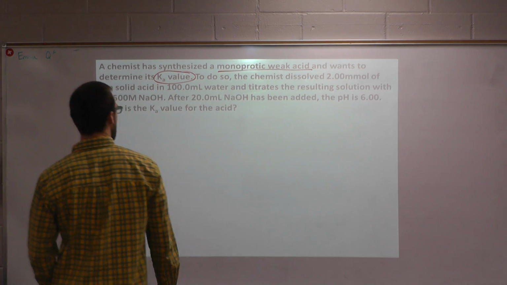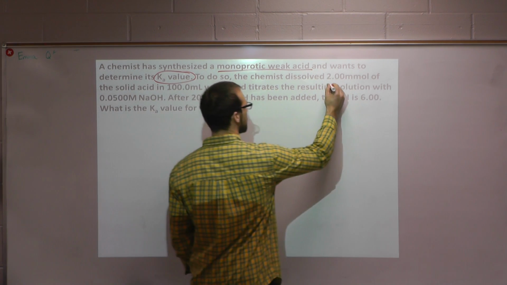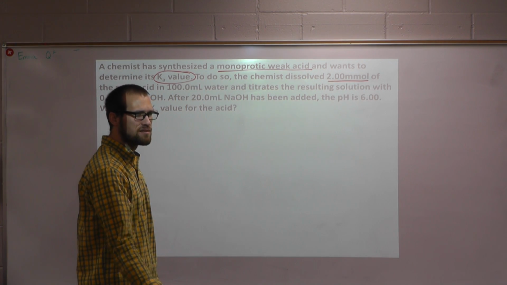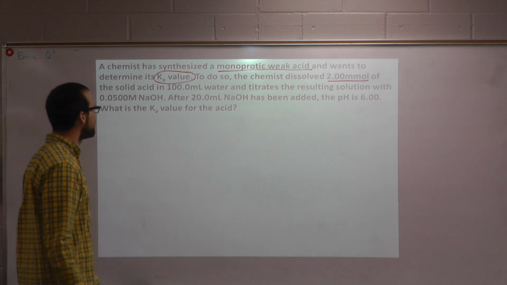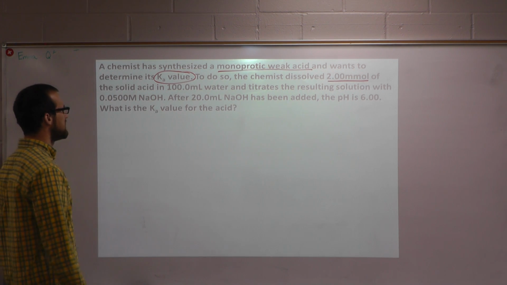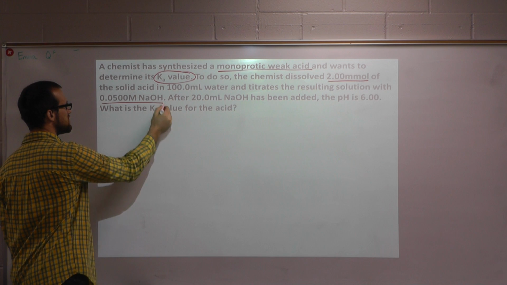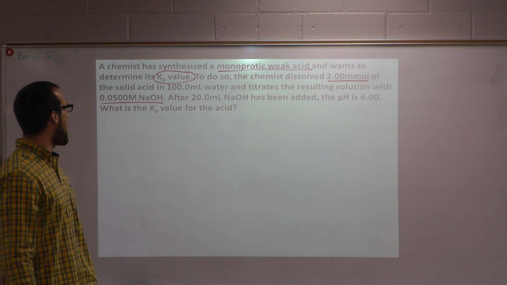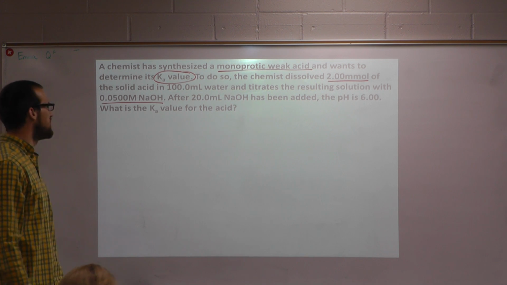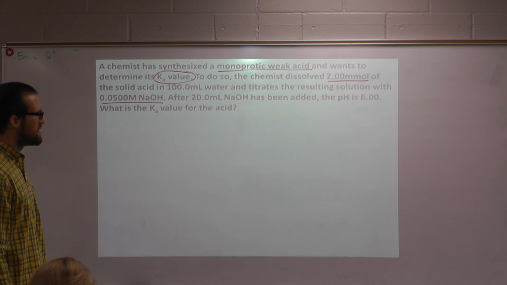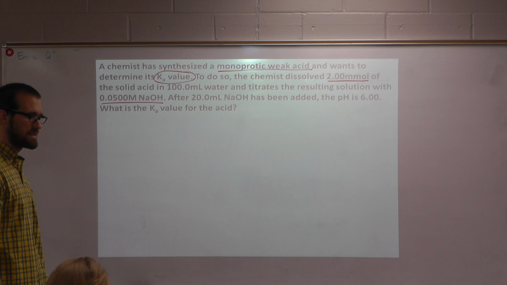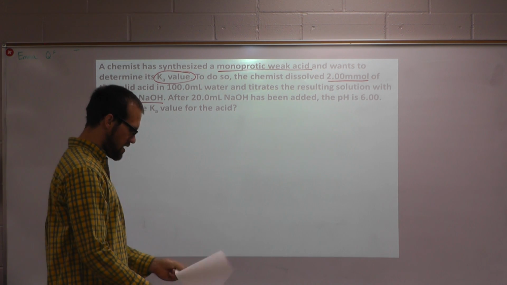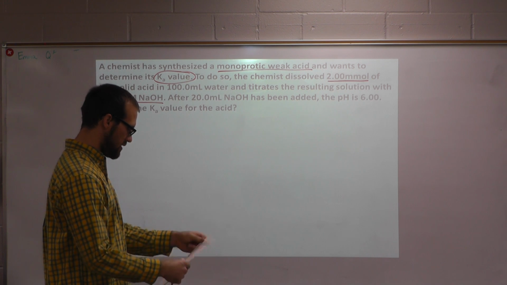To do so, the chemist doesn't know what the acid is, but can dissolve a certain amount of that acid in water and titrate it with a known concentration of a strong base. He finds that after adding 20 milliliters of NaOH, the pH is 6. It wants us to find the Ka.